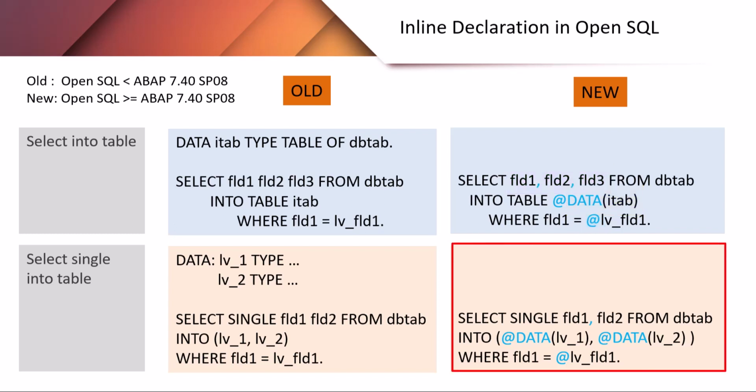Here is another example where we are using select single to fetch field 1 and field 2 from a database table into two variables LV1 and LV2. In new syntax, you have to segregate field 1 and field 2 with comma. Then you have to use inline data declaration for LV1 and LV2 variables separately. Both variables have to be escaped with the @ sign. If you are using any other ABAP variable in the select query, that also needs to be escaped with the @ sign.